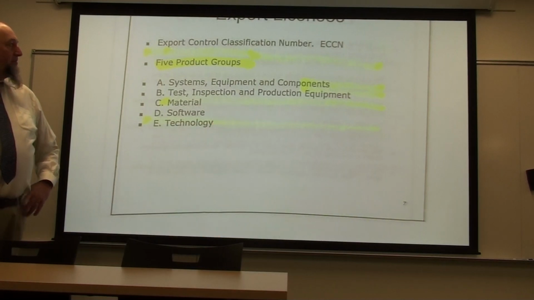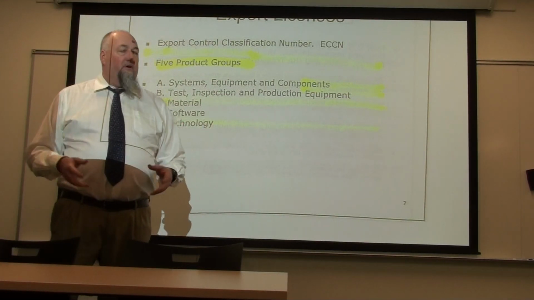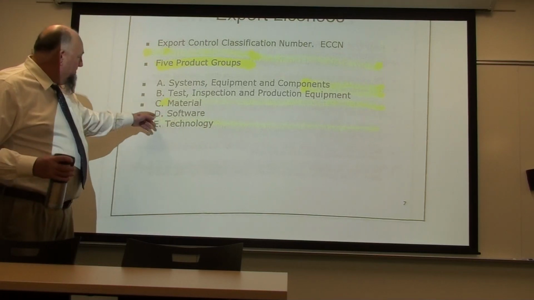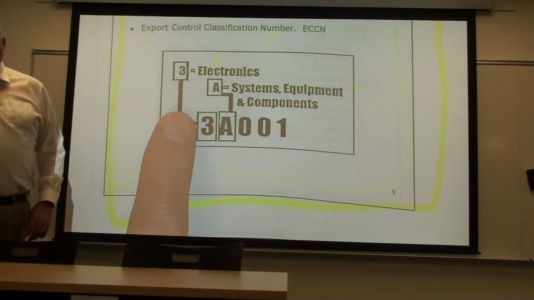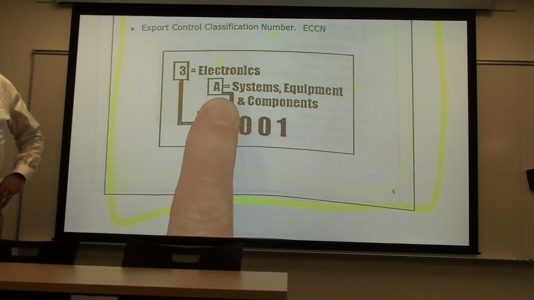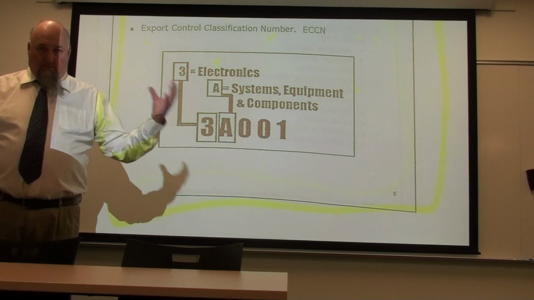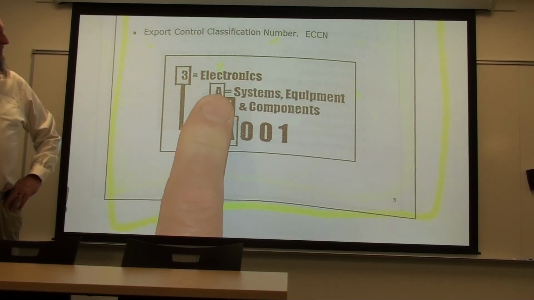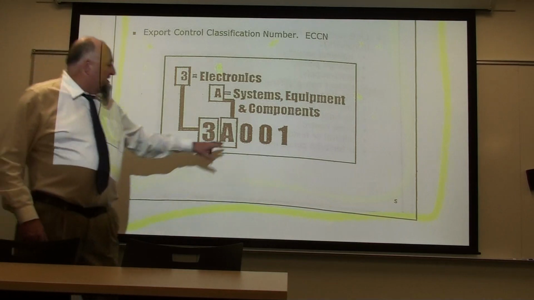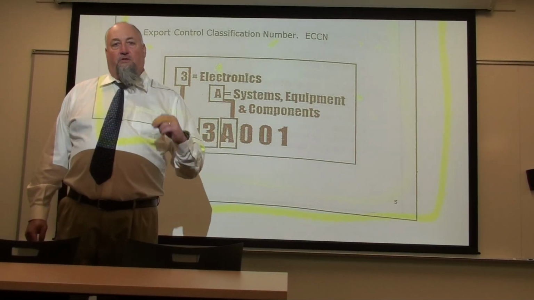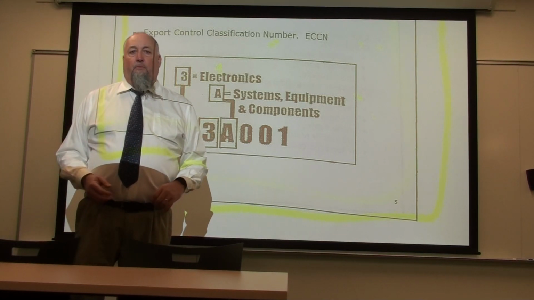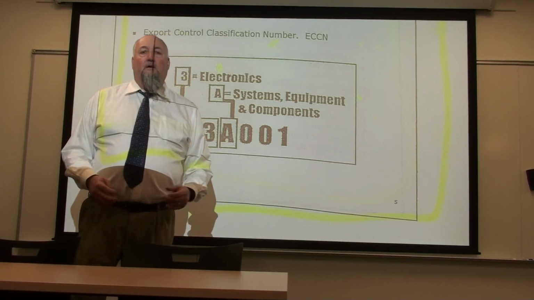And this will break down into different product groups within the broad category of the first number. So A are systems, equipment, and components. B are testing, inspection, and production equipment, material, software, and technology. So if we look at this ECCN number again, the first number is going to be that broad category. The second, the letter, is going to be the subcategory it fits into. So in this case, it would be 3 for electronics, A for electronic systems, equipment, and components. And then the last number corresponds to a very specific description for the type of product that you're exporting. It might be a computer chip, or a motherboard for a computer, or an LED screen.